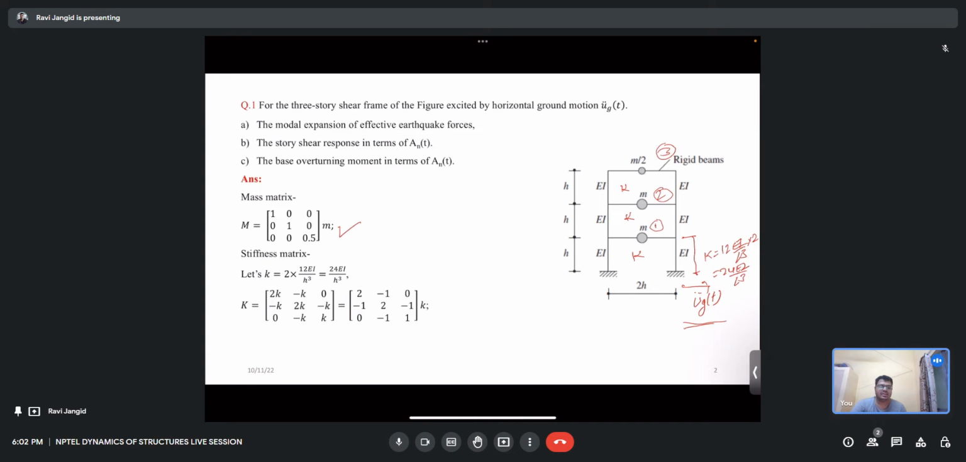As we know, K is equal to [k1 plus k2, minus k2, 0; minus k2, k2 plus k3, minus k3; 0, minus k3, k3]. Because k1, k2, k3 are all equal to k, I got this expression and took k outside, so this will be my stiffness matrix. Now I will find the eigenvalues and the eigenvectors.